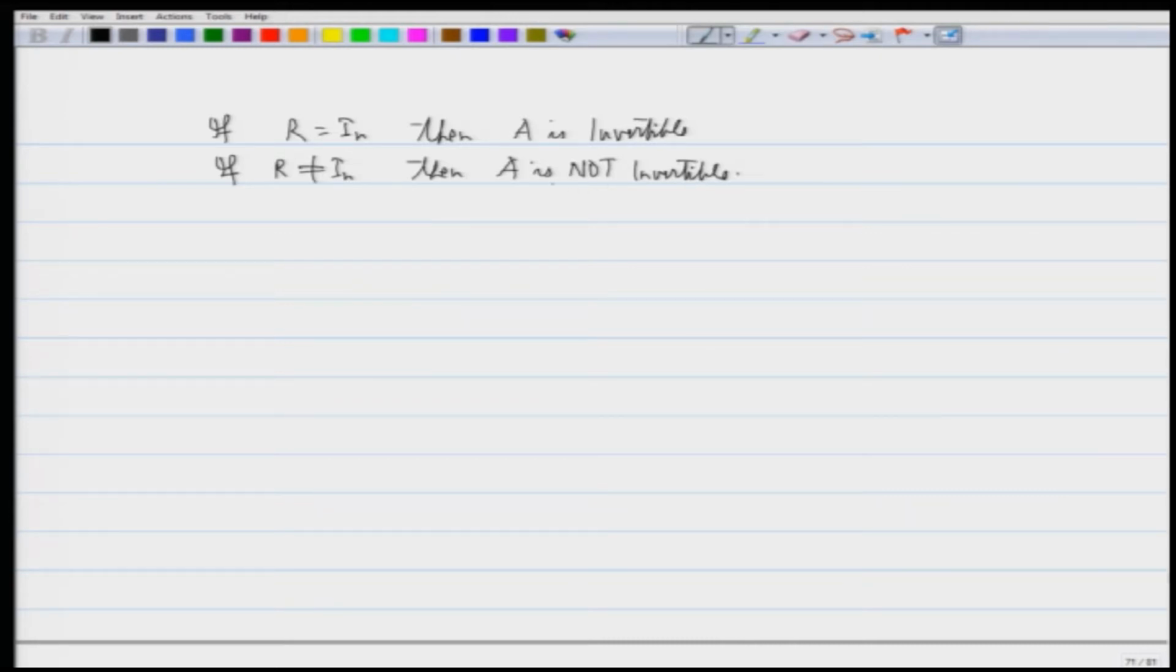All right. What you have to keep in mind here is that to show that A is invertible, we did not prove that AE is equal to EA is equal to identity. Did not do this, did not prove it.